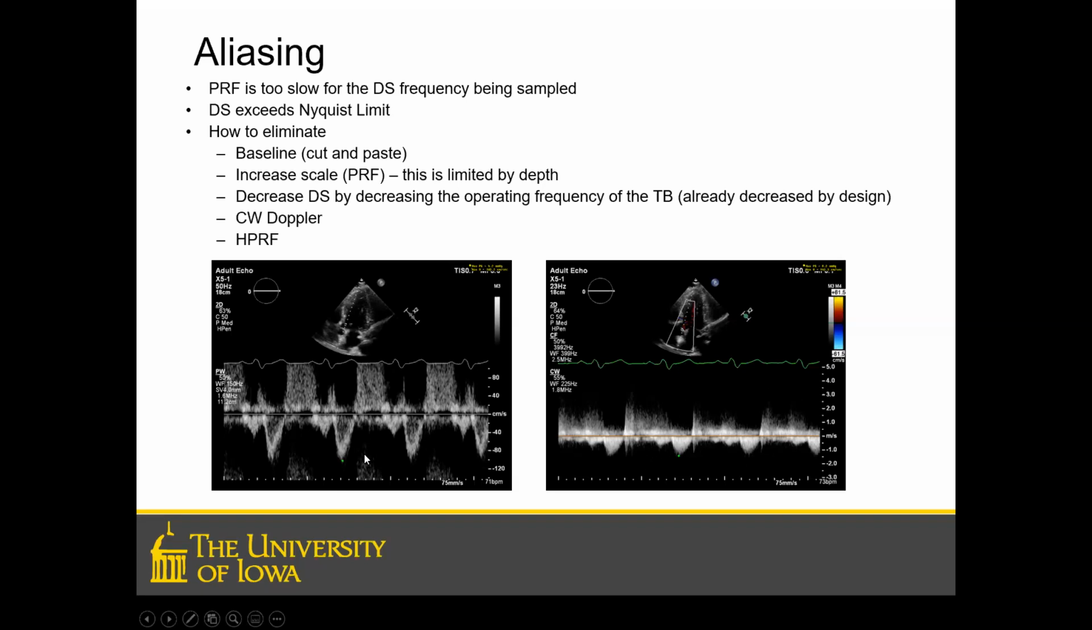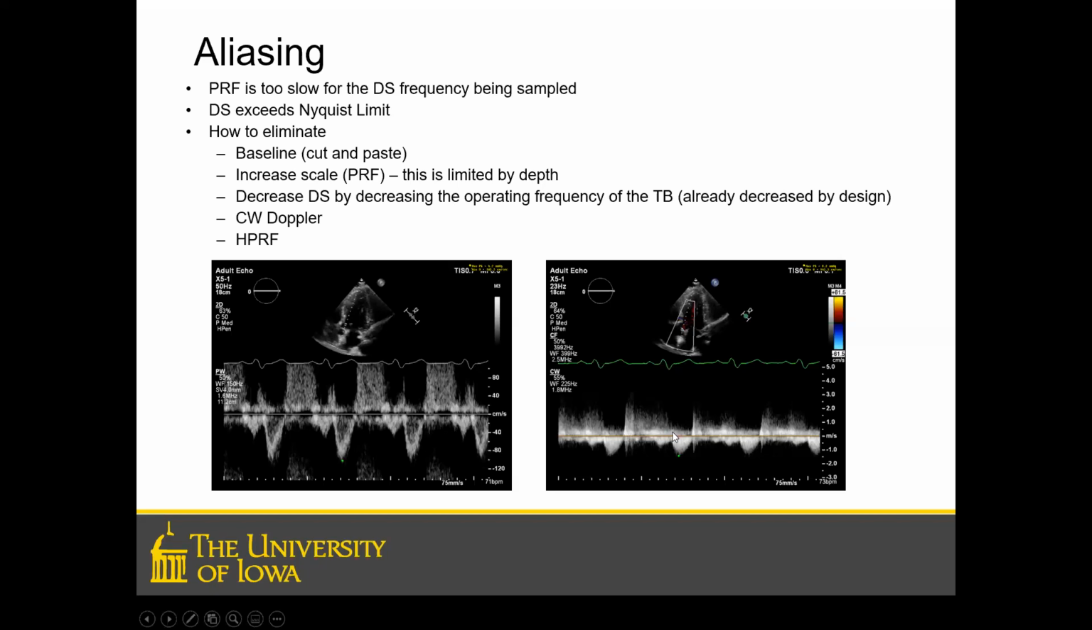Of course, we can move the baseline down, which is basically a cut and paste. Once we hit a certain point, that won't suffice, and we can increase the scale, which is increasing the PRF, as we just talked about. Again, we can increase that to a certain point, and if it's still aliasing, then we have continuous wave Doppler or high PRF that we can go into, which we're going to talk about.